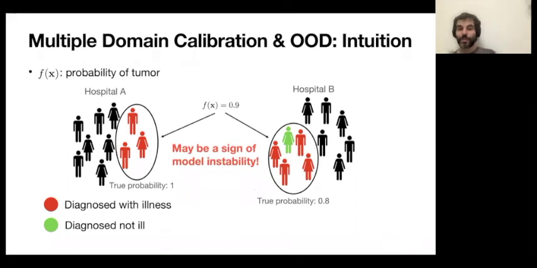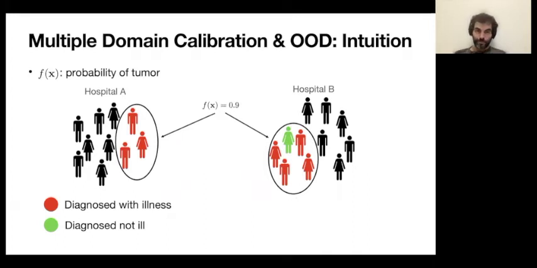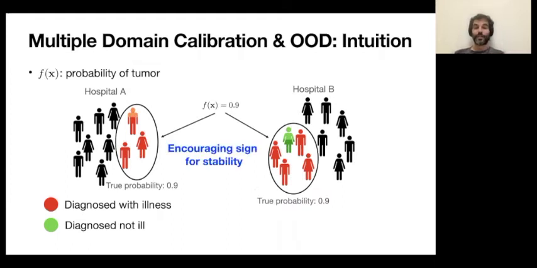This might be a sign of model instability. So if we aspire for a model to generalize to a third unknown hospital, this might give us a kind of cause for worry. It might mean that the classifier is relying on some spurious feature of the hospitals that might not generalize between hospitals. This is just a clue, but we'll formalize this soon. Now, on the other hand, if the true probabilities match what the classifier is saying, this is an encouraging sign of stability. And of course, it doesn't guarantee anything, but it's encouraging.